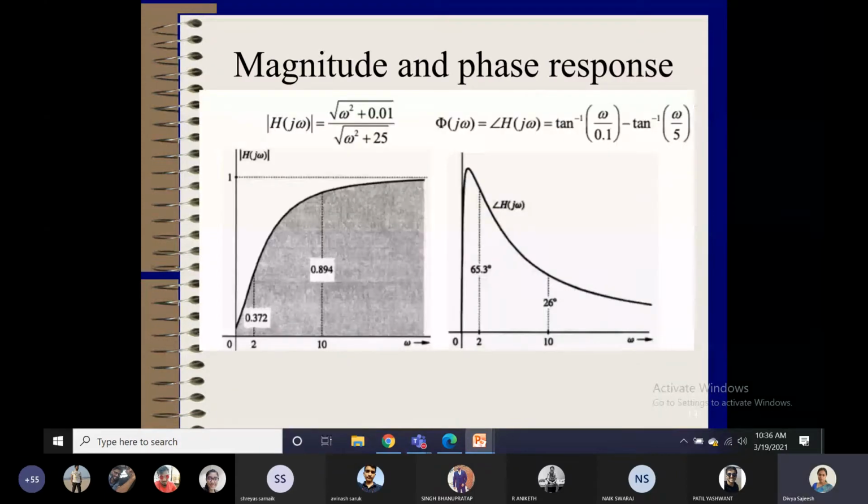This is just an example of the plot of magnitude versus omega and the angle versus omega. It is again in logarithmic scale, not directly on omega in radians.